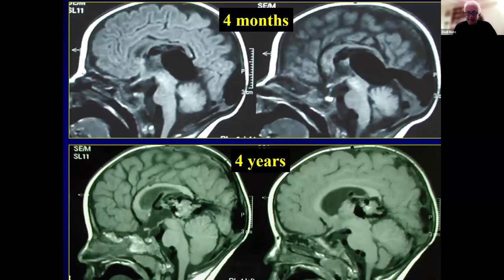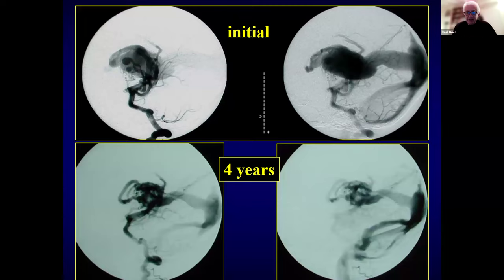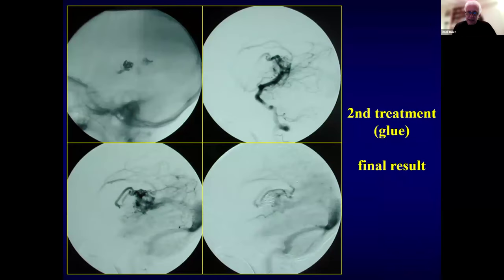so she could be well and grow well. And 4 years later, we would see the remainder of the malformation, but she was growing very well, no problems at all. At 4 years, you have this remainder, and what to do? Well, at that time we decided to retreat, a second treatment with glue in the feeders which we could catheterize, and the final result was even better.